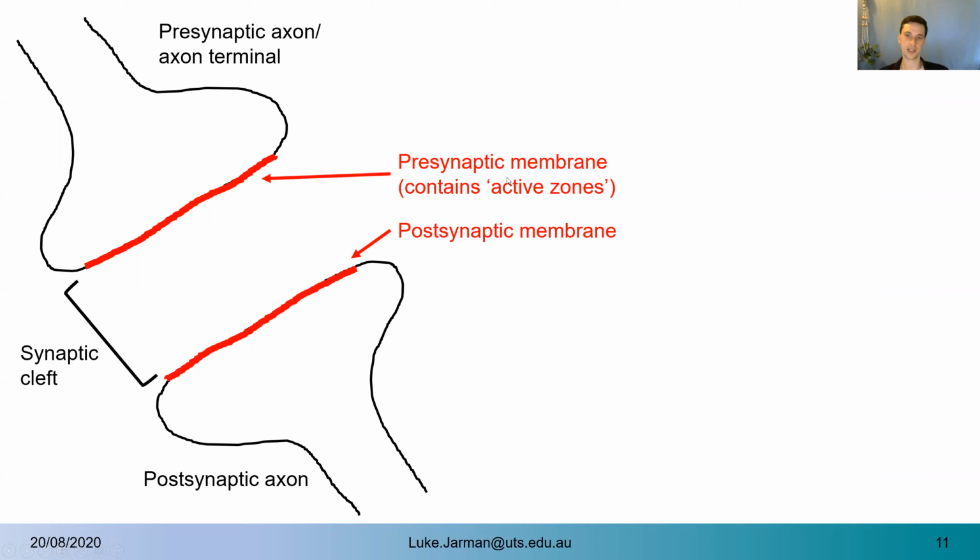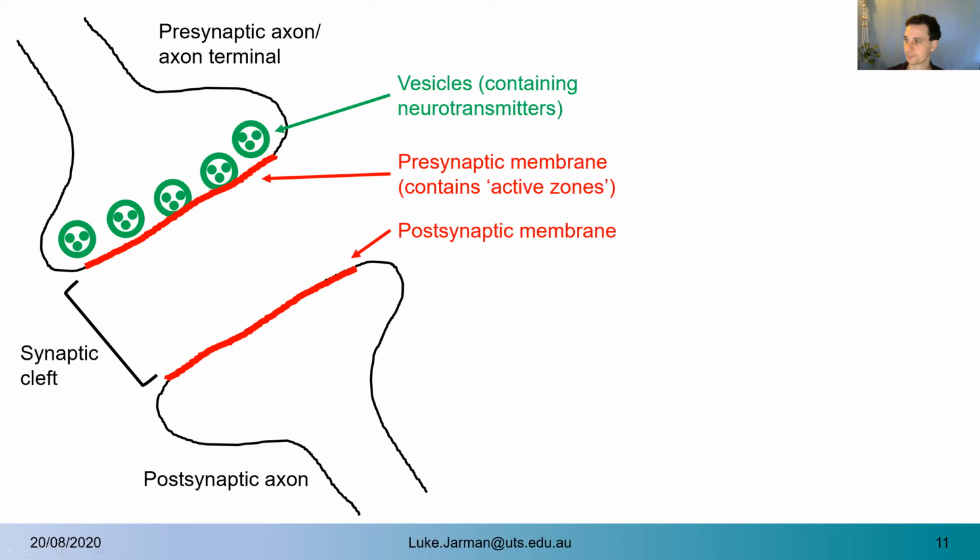And on your presynaptic membrane is where you have your active zones. It's really important that you remember this. I have seen this question pop up before. It is where your vesicles attach to the membrane and release neurotransmitters, which I'm about to show you. Your vesicles contain your neurotransmitters, and when they are told to, they release neurotransmitters into the synaptic cleft. They do so by binding to the active zone on the presynaptic membrane.